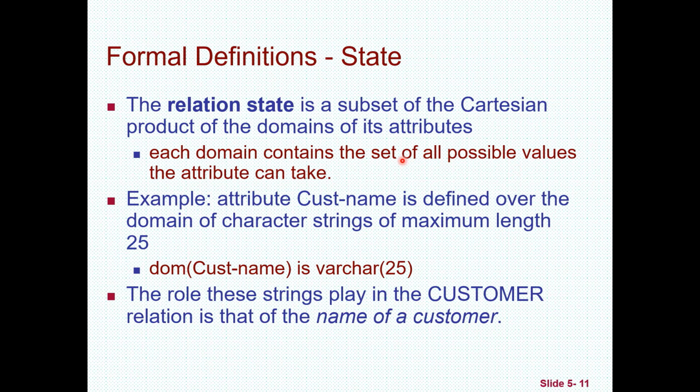For example, the attribute customer name is defined over the domain of character strings of maximum length 25. This is the customer name domain. It is a character type and the maximum length is 25. How can we express this with the domain? The domain of customer name is varchar(25). The role this string plays in the customer relation is the name of the customer.